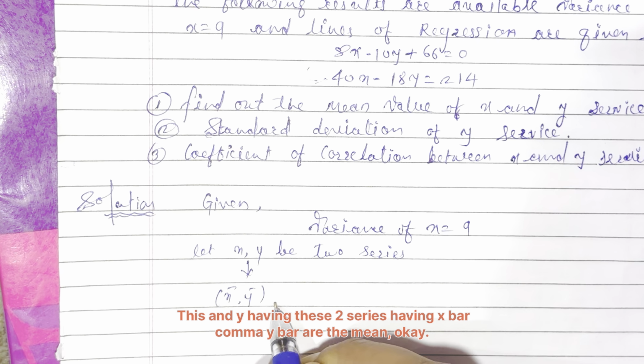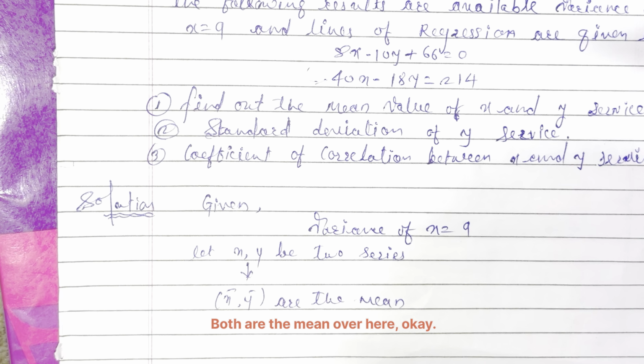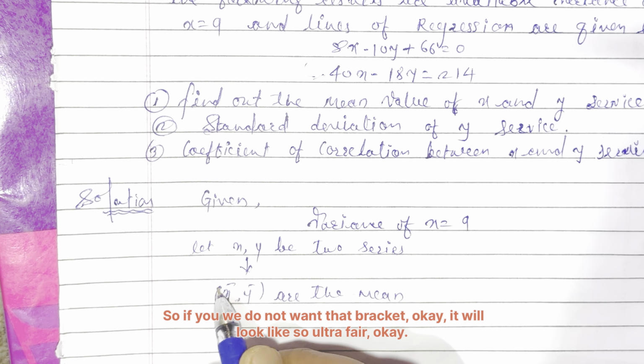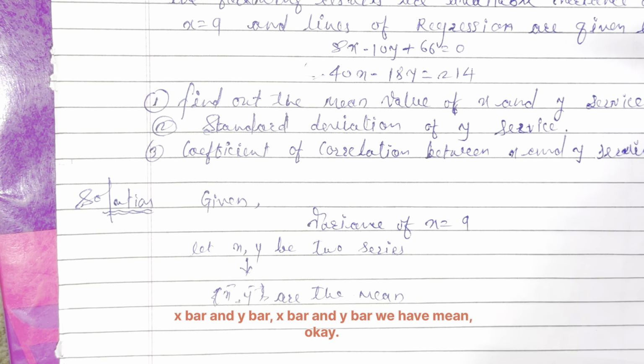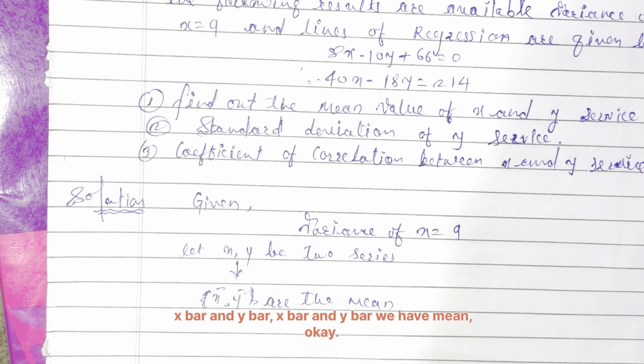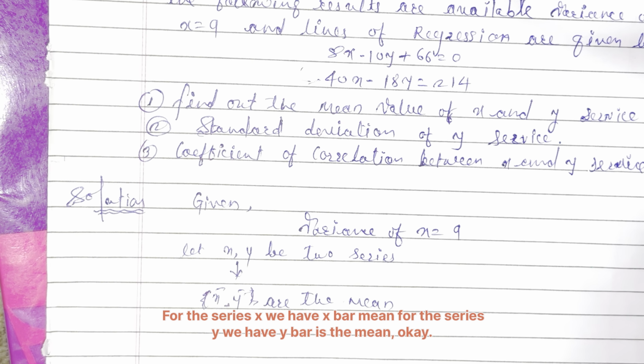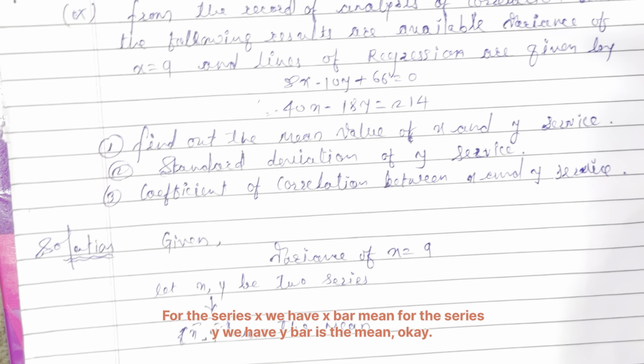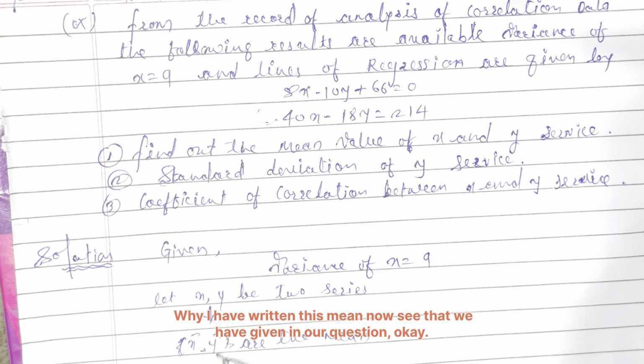Both are the means over here. We do not want that bracket, as it looks like an ordered pair. For the series x we have x bar as the mean, and for the series y we have y bar as the mean. Why have I written these means?